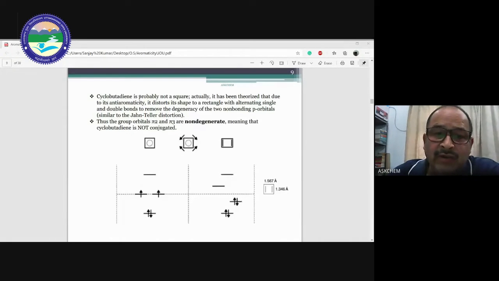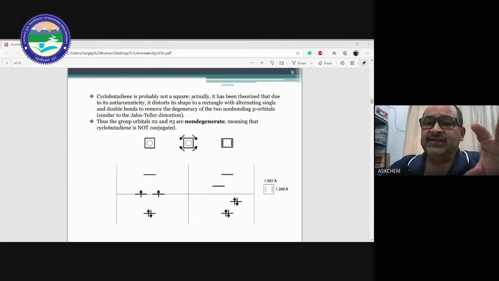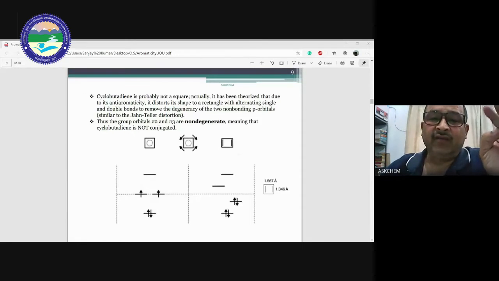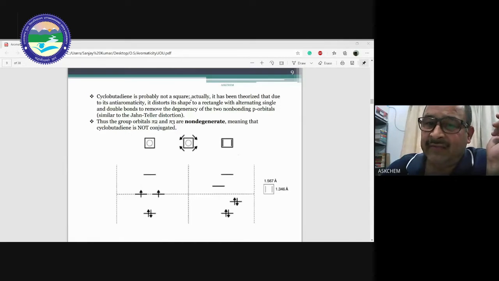Now cyclobutadiene is probably not a square. Had it been, it is providing all three conditions, that it is monocyclic, it is conjugated, and provides unhybridized orbitals over all four carbons with four electrons. And it is planar of course, and it doesn't follow Huckel's rule. Only that criterion is there. Cyclobutadiene is probably not a square.